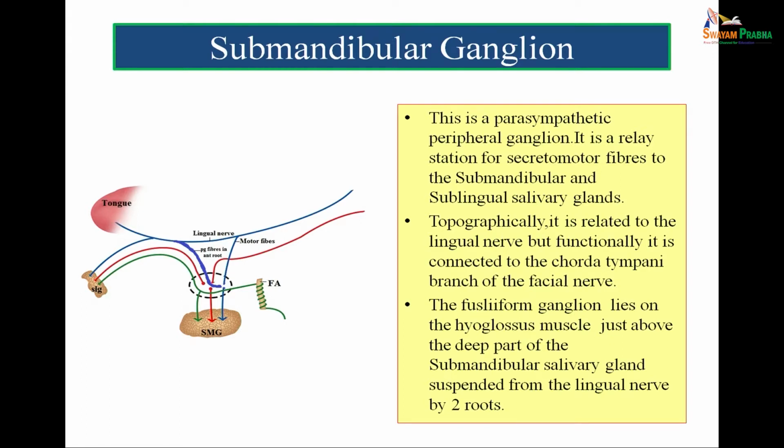The sympathetic component is by the plexus of nerves around the facial artery. You can see it by the green line here. These fibers pass without relay and they supply the submandibular salivary gland, and they also supply the sublingual salivary gland. The ganglion is shown by the dotted outline here in the figure, and one can also make out the lingual nerve as it is passing through the ganglion. This lingual nerve carries the sensory fibers.